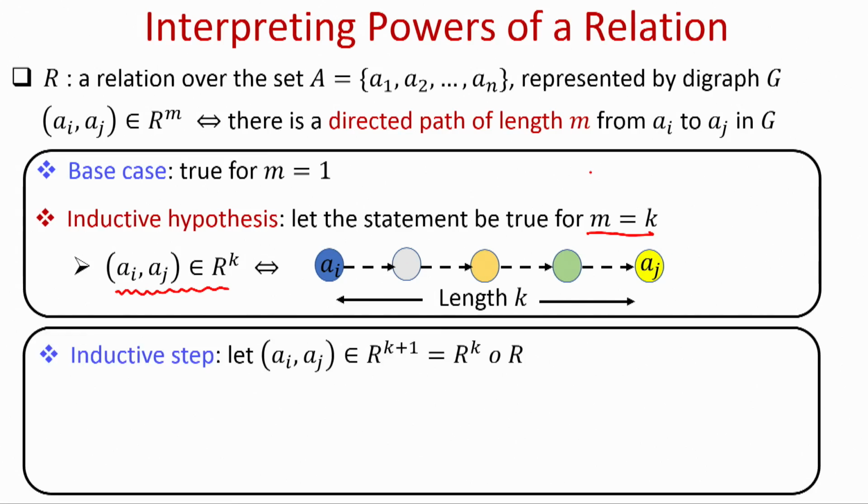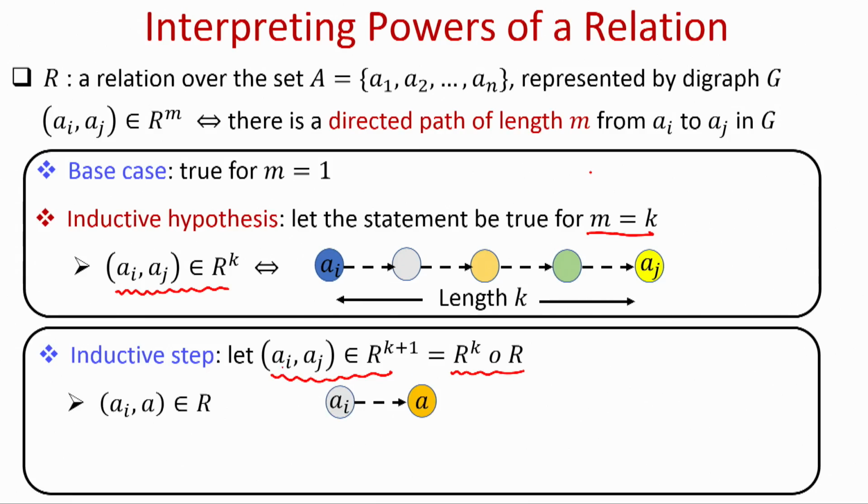Now, I go to the inductive step and I consider an arbitrary ordered pair in the k plus 1th power of the relation. So, suppose the ordered pair ai aj is present in the k plus 1th power of the relation, and the k plus 1th power of the relation is basically the composition of R with the kth power of the relation, as per the definition of powers of the relation.